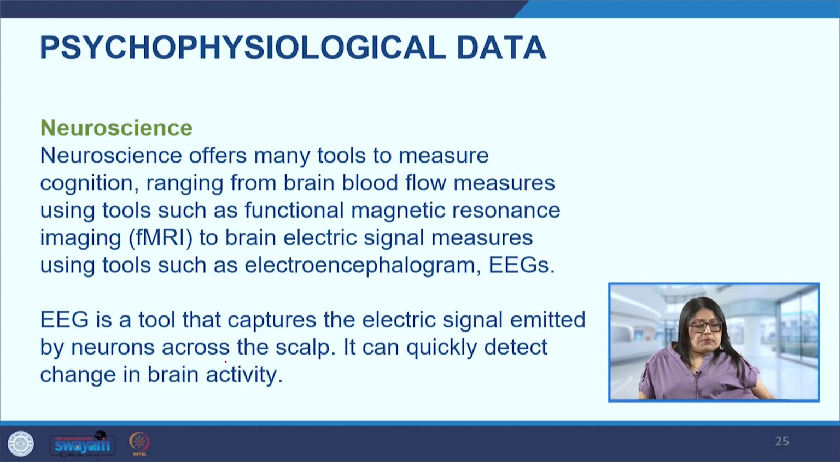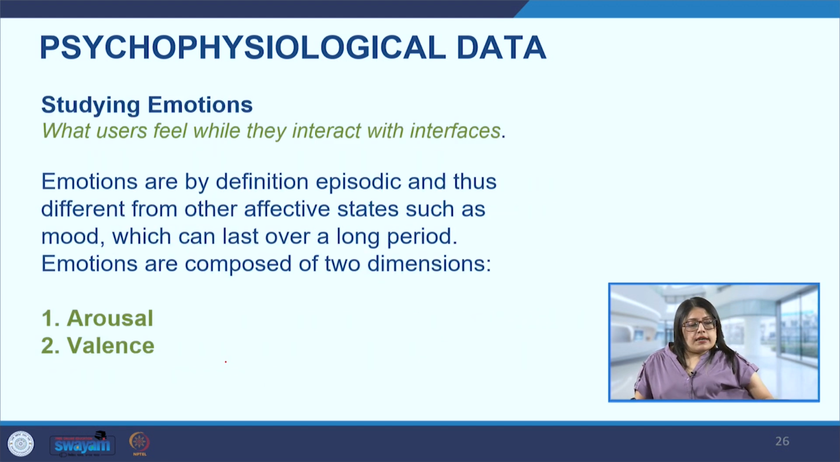So this helps us detect the change in the brain activity, and that helps us understand the internal working of the brain. So now, studying emotions, we have discussed how emotions play a very important role. Even though the application may be inanimate, if it is able to generate emotions in the user, then there will be a connect, and that of course will be positive for the app developers.